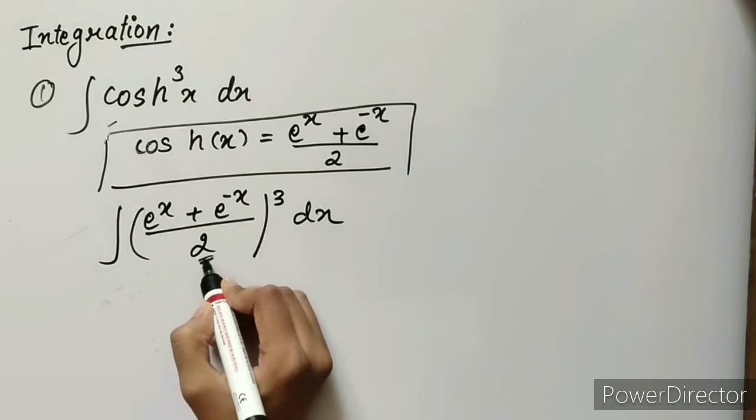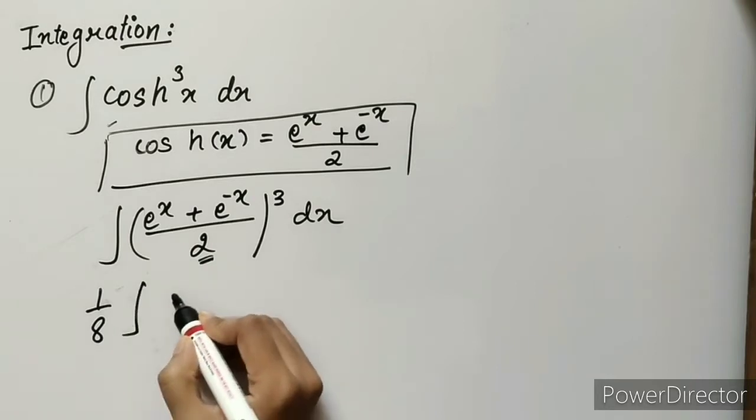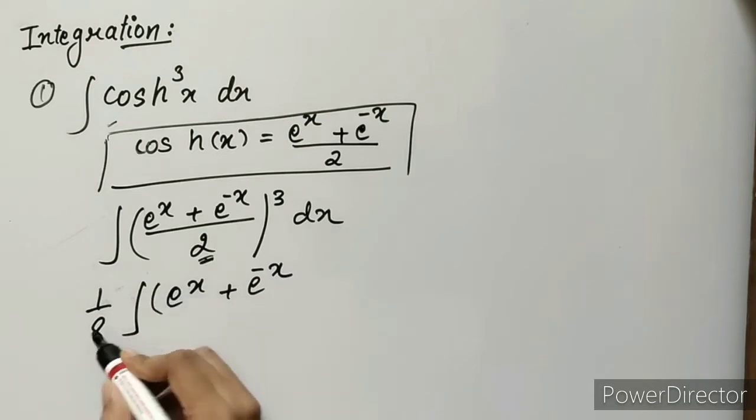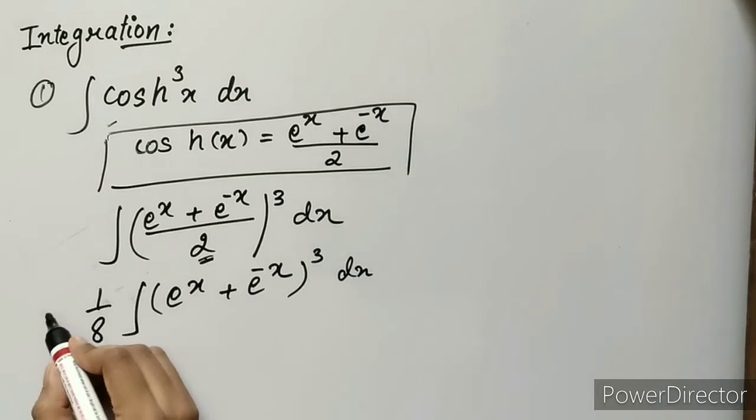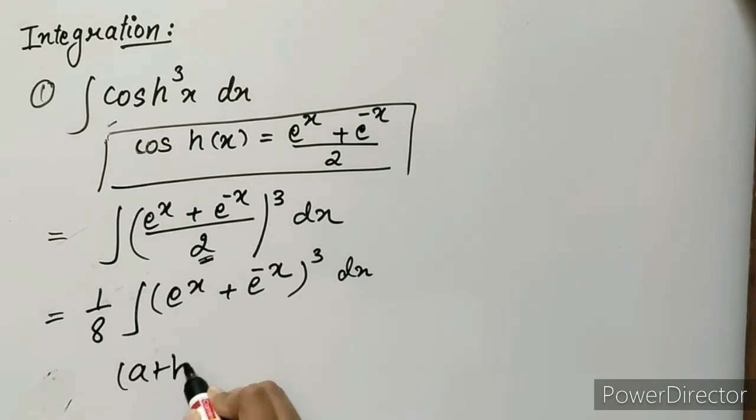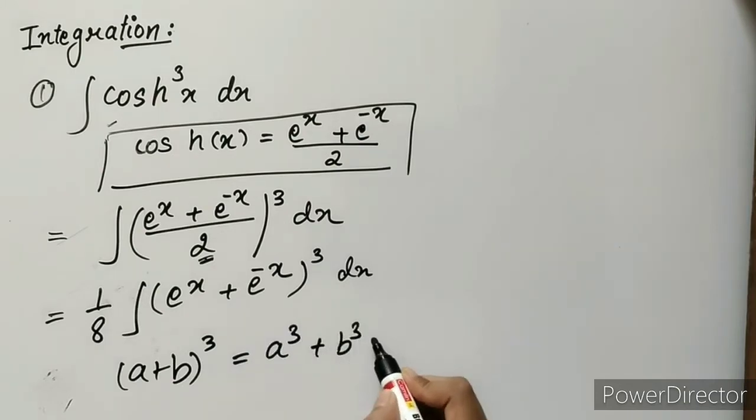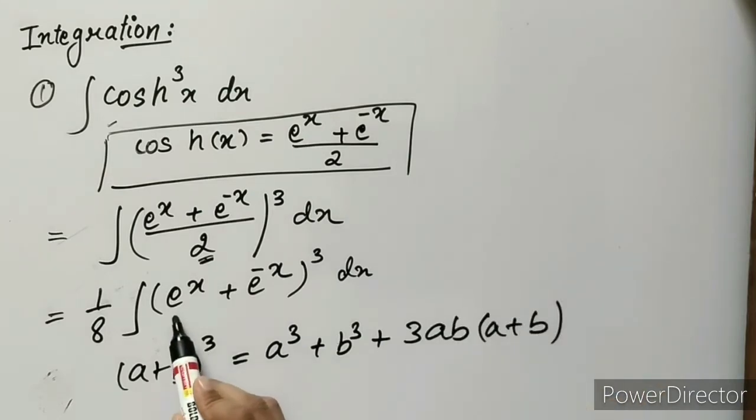Now we can take this out as it is a constant, so I am going to take it out of the integration, and this will get cubed, so it will be 8. Now we have a formula that (a plus b) whole cube is equal to a cube plus b cube plus 3ab into (a plus b). So we will just use the identity over here.